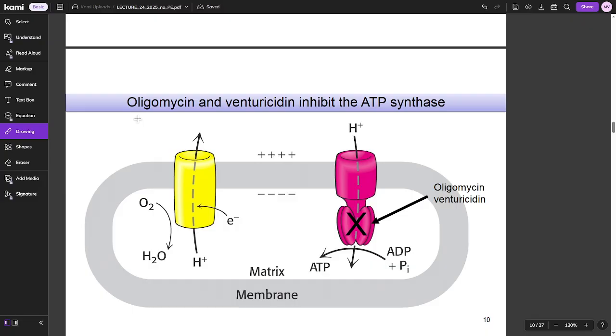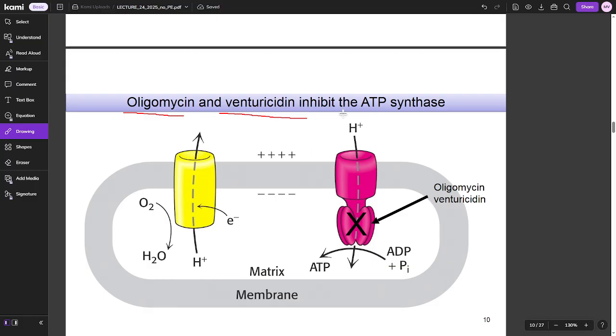There are other types of inhibitors. We've got oligomycin and venturicidin. I think I butchered that. Venturicidin. They both inhibit ATP synthase. This is different from the uncouplers. The uncouplers, instead of directly inhibiting ATP synthase, just help dissipate the proton gradient. But with these guys, they actually just inhibit ATP synthase.